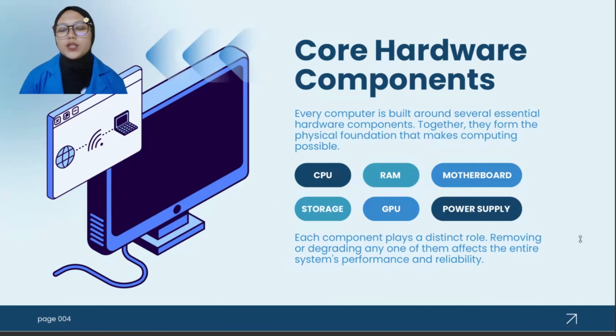Core hardware components. Every computer is built around several essential hardware components. Together, they form the physical foundation that makes computing possible. Like the CPU, RAM, motherboard, storage, GPU, and last, the power supply. Each component plays a distinct role. Removing or damaging any one of them affects the entire system's performance and reliability.